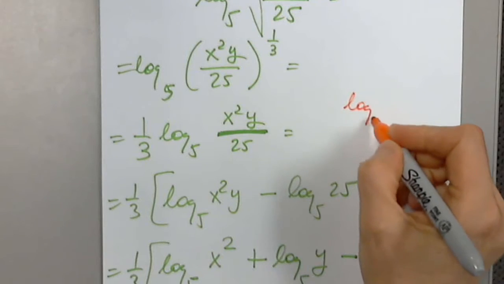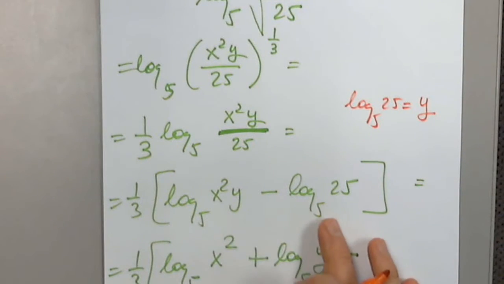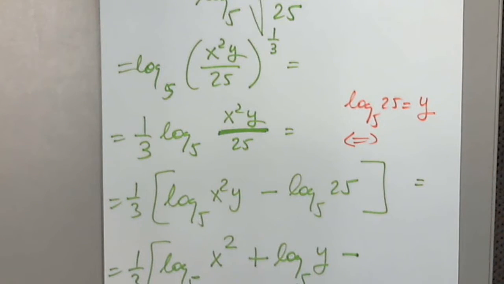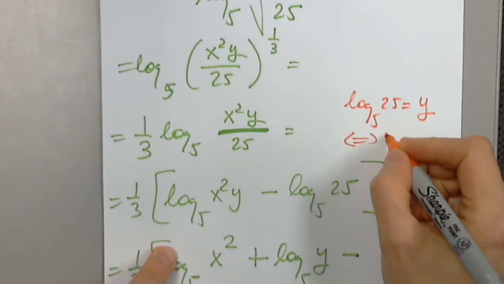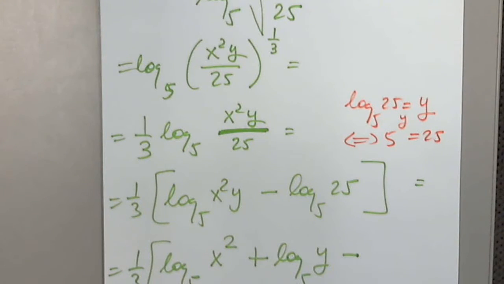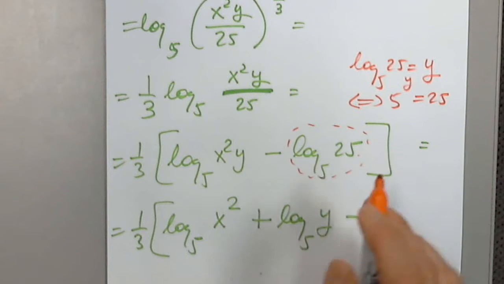I have log base 5 of 25 is a number y. I want to simplify this if I can. And this is equivalent to what? No, this is an equation that I changed to exponential. 5 to the power of y equals 25. What should y be? 2. Okay, I agree.